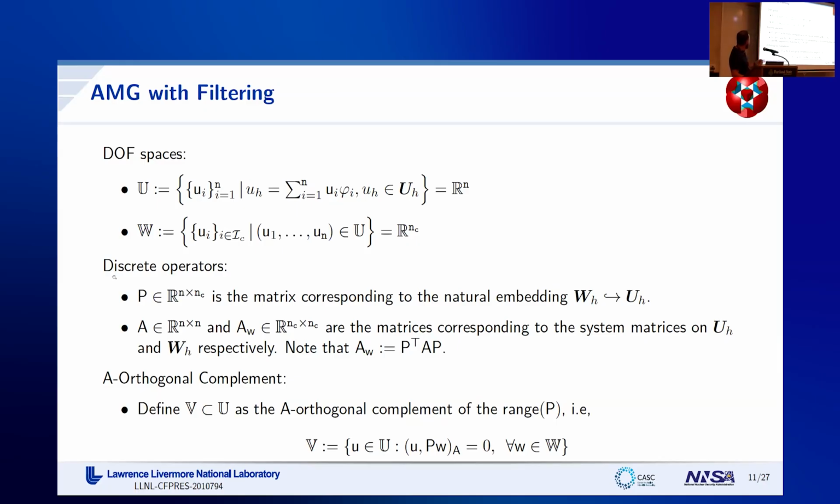Let me define another couple of operators. P here will be the matrix representation of the embedding from W to U. And then A will be the system in the whole space, and AW will be the system on that subspace. And let me define also this space, which is the A-orthogonal complement to the range of P. Okay, I'm getting a bit technical here, but that's it. So I have P, A, and my V here. V basically is the space where there is no contact. You can think of it this way.